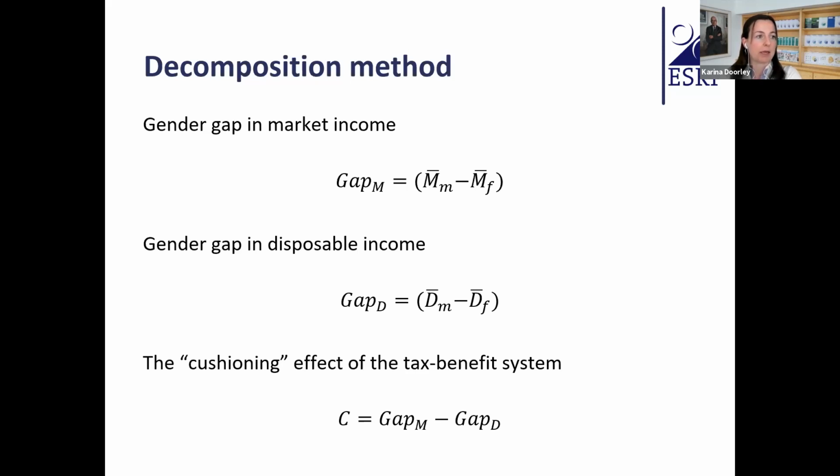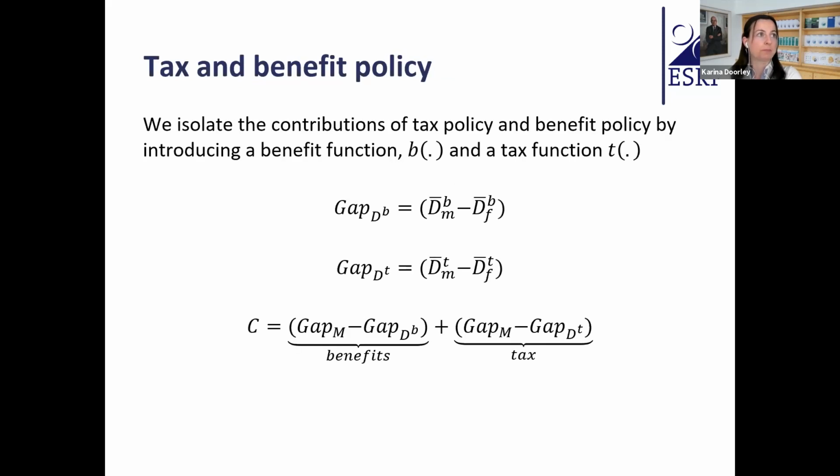So it's the gap in market income minus the gap in disposable income. And this cushioning index has parallels with the wider inequality literature. So for people who are familiar with the Reynolds-Smolensky index, that measures the effect of the tax benefit system on income inequality as measured by the Gini index. So this index is quite similar in that it measures the effect of the tax benefit system on gender earnings inequality as measured by average differences in income between men and women.